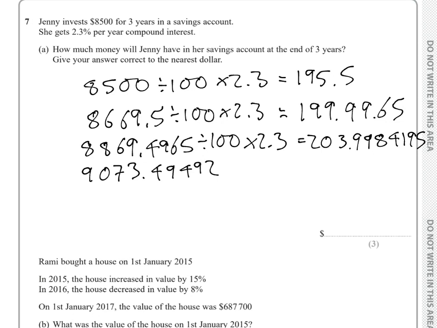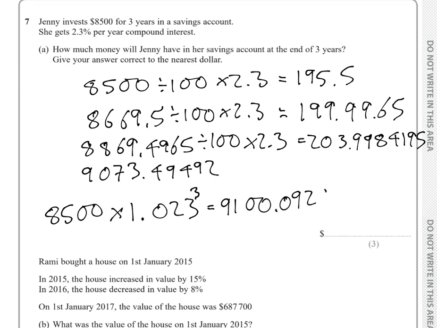But there's a quicker way that should give us the same answer. 8500, and you times by 1.023. It's 100% plus 2.3%. You do that 3 times, so that's to the power 3. That equals 9100.09292, and they want it to the nearest dollar, so that's 9100.